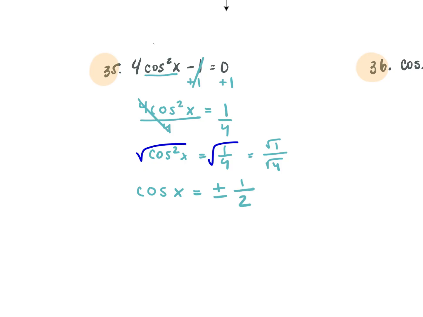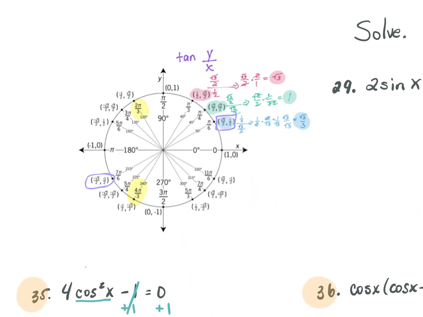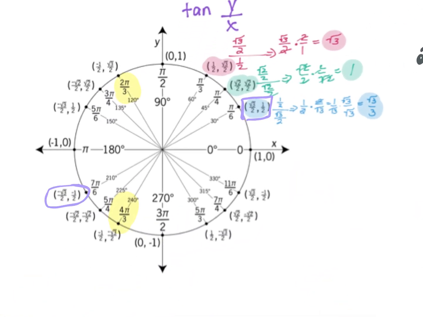Now cosine tells us we look at what? The x value. Awesome. We want to see where on our unit circle we have an x value of positive or negative 1/2. So we'll go to our unit circle. Where do we have an x value of positive or negative 1/2? 2 pi over 3. Yep, that works. We've got negative 1/2 there. Where else? Pi over 3. We have positive 1/2 there.